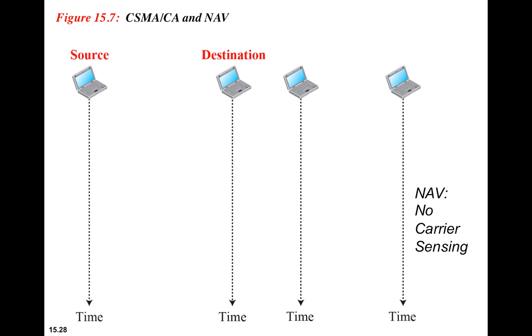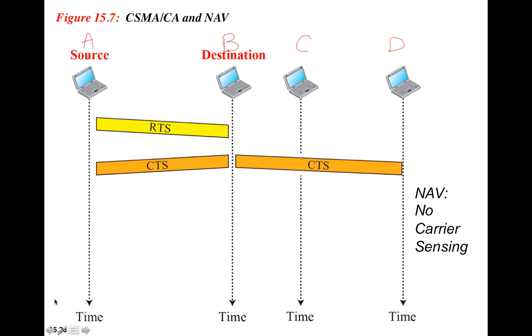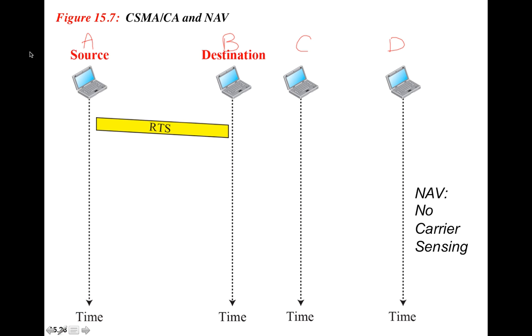Now let's look at the flow diagram. In here we have A, this is B, C, and D. How can we solve the hidden node problem? Whenever A wants to send something to B, it will first send something called a request to send.